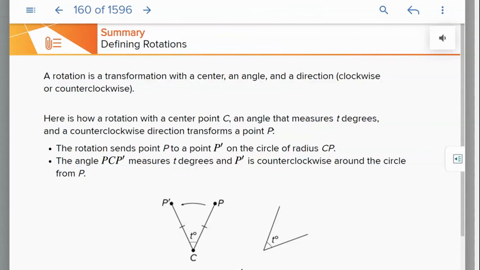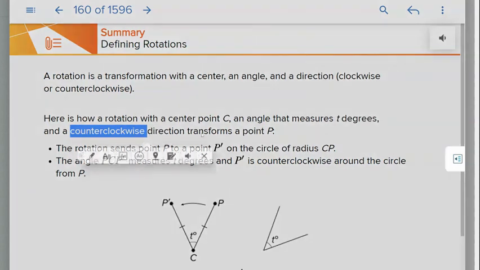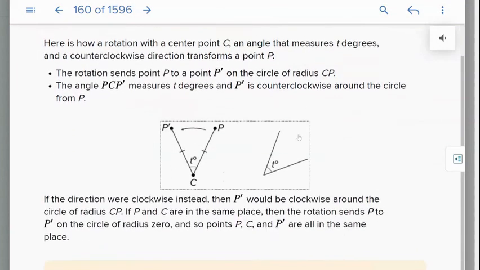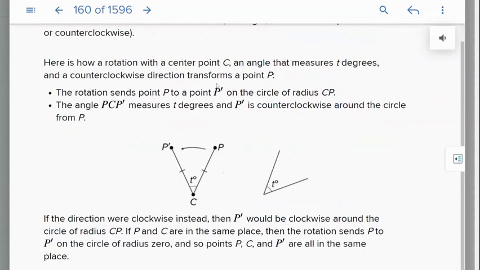Here is how a rotation works. They're giving us an example of the center of point C, right? And that's in the image there, with a certain amount of degrees, T degrees, counterclockwise, which is reverse of a clock. And they're saying that originally you have point P, but now you're going to point P prime, with the radius of CP. So do you see how CP is the same length as C and P prime?